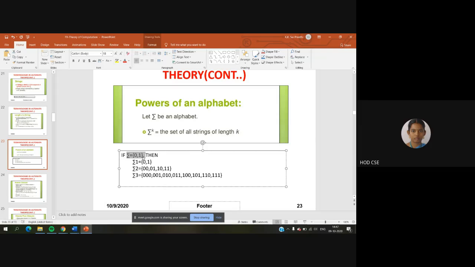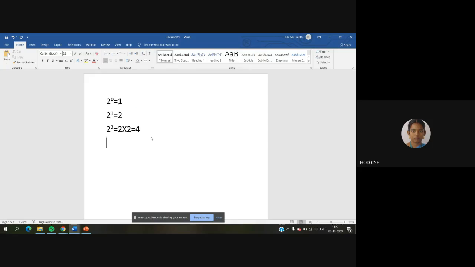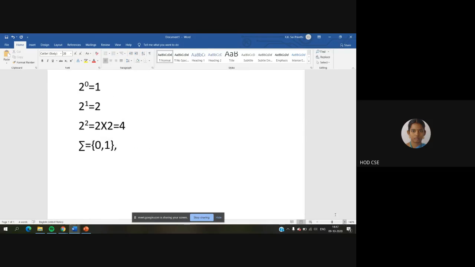I'm taking the alphabet sigma equal to 0 and 1. The screen is visible. Is the screen visible to you? Say yes or no for this at least. Yes, ma'am, it's visible.